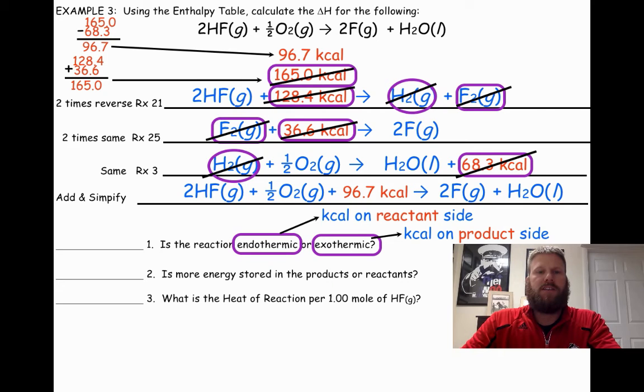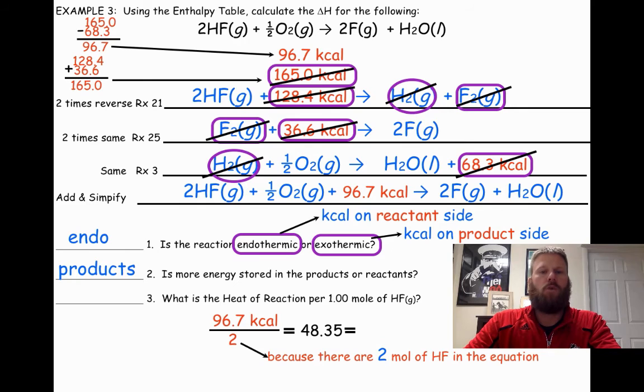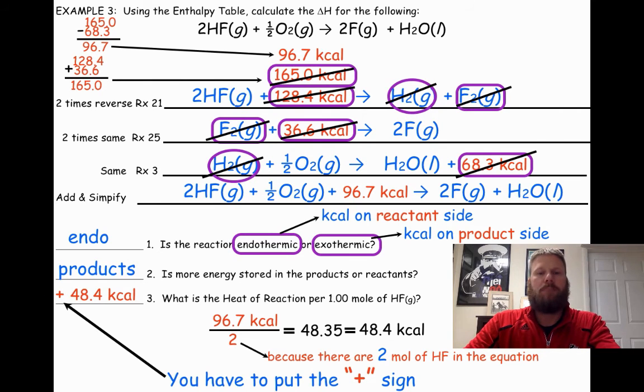Since 96.7 kcals of energy appears on the reactant side, this reaction is endothermic. For all endothermic processes, more energy is stored in the products. 96.7 kcals of energy is required for 2 moles of HF, so for 1 mole of HF, simply divide 96.7 kcals by 2. Rounding to the appropriate sig figs results in 48.4 kcals of energy. Since the reaction is endothermic, this value must be reported as a positive 48.4 kcals.